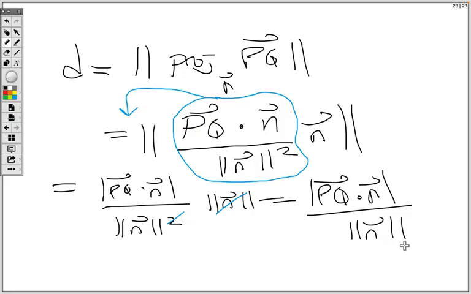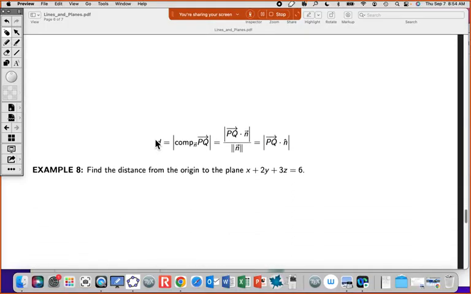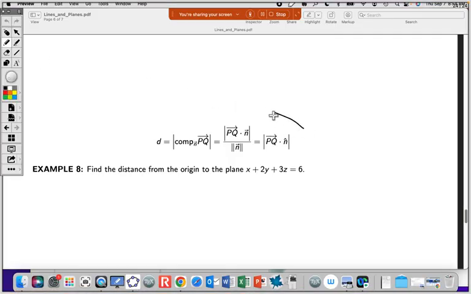If you want, you can float this scalar in through the absolute value and into N to get this prettier formula. You're looking at literally how much of PQ is in N's direction, and then taking the absolute value of that. That's literally the whole concept behind dot product. Anyhow, we get this.